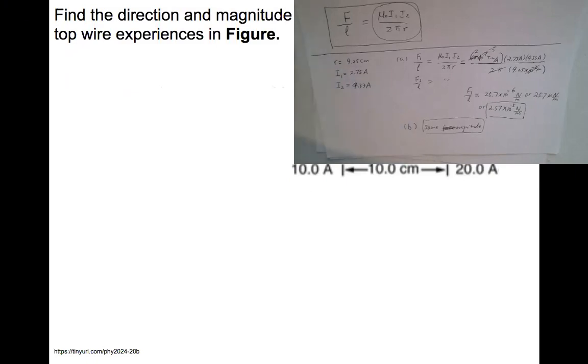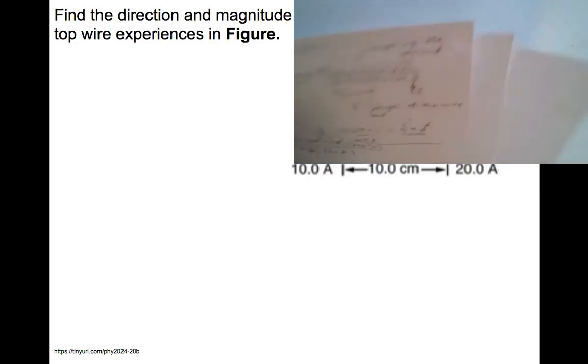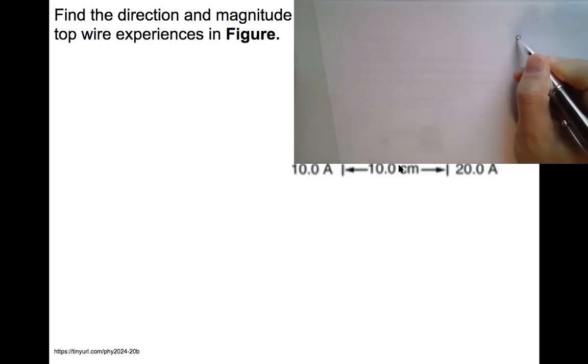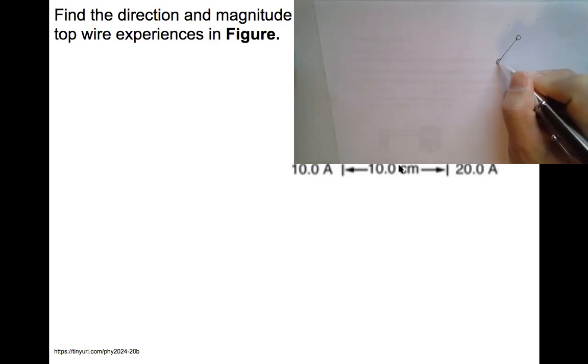Now, in this problem, it's asking what would be the direction and magnitude of the force per meter that the top wire experiences in the figure. Okay, so this guy here. It's actually an equilateral triangle in the geometry here. Because the 3 sides are the same, they are all 10 centimeters. Okay, so it's an equilateral triangle. So let's take a look here, on the top wire and then the bottom wires.